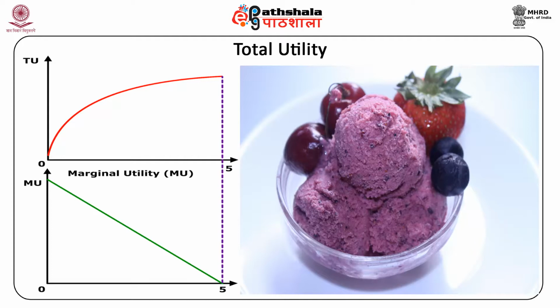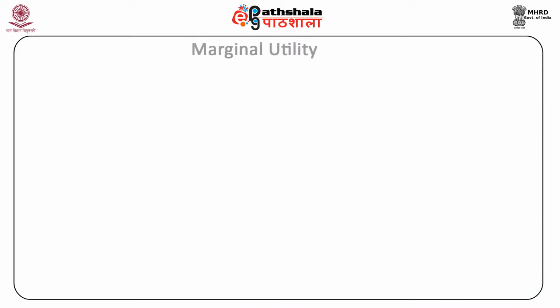This brings us to the concept of change in utility or additional utility or marginal utility. Now we will take up the concept of marginal utility. Marginal utility or MU is defined as the change in total utility, that is TU, that can be attributed to consumption of an additional unit of a good during a particular period of time.